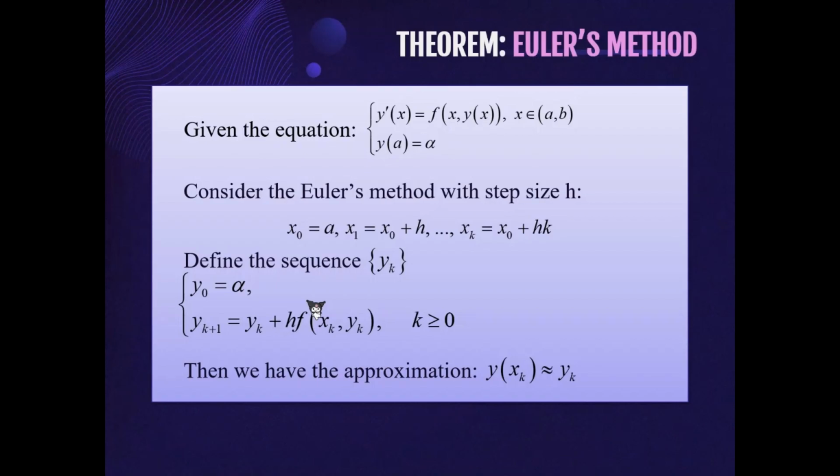If we are given equations like these two equations, then we can consider Euler's method with step size h. We have x0 equal to a, and then x1 is equal to x0 plus h, etc., to xk equal to x0 plus hk. So we define the sequence. We have these two equations where k is greater than or equal to 0. Then we will have the approximation y of xk is approximately yk.